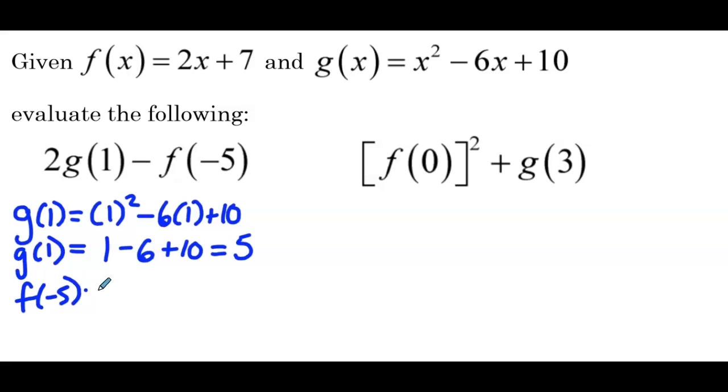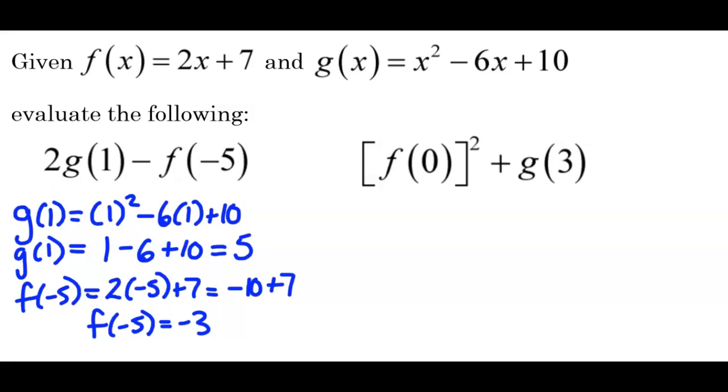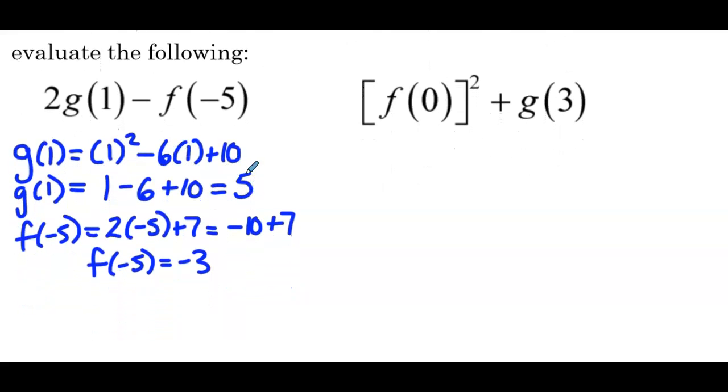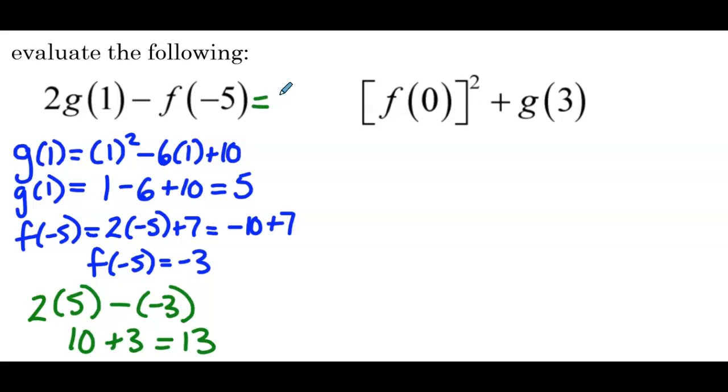F of negative 5, inputting negative 5 in for x. So we have 2 times negative 5 plus 7. So that's going to be negative 10 plus 7. So f of negative 5 equals negative 3. So now we're going to substitute in the outputs of 5 and negative 3 into our expression. So we have 2 times g of 1, the output was 5, minus f of negative 5, the output was negative 3. So that's going to give us 10 plus 3, which is 13. So this expression is equal to 13.